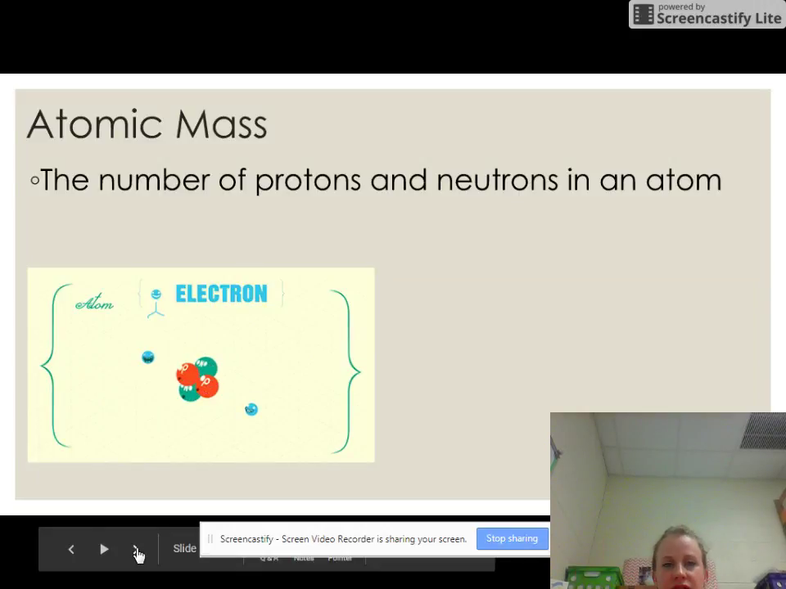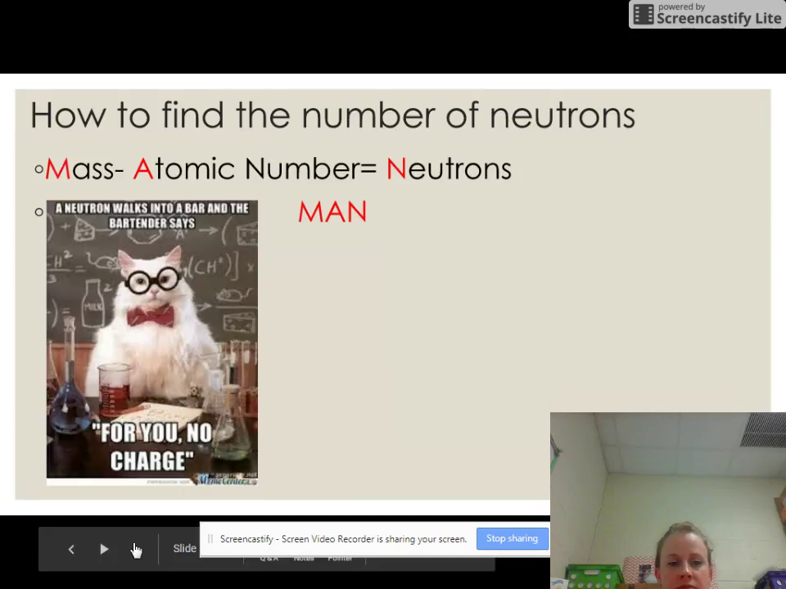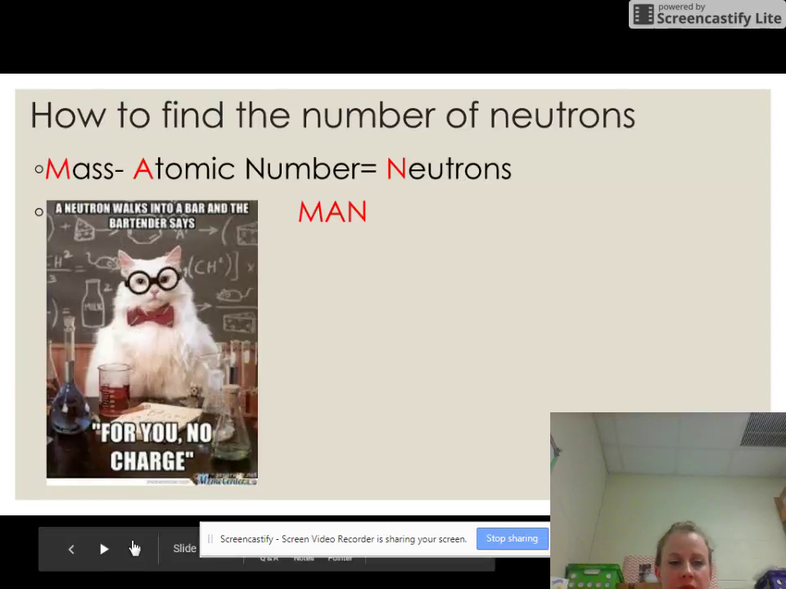Now, atomic mass is a little bit different. Usually on the periodic table, that is on the bottom. And that's the number of protons and neutrons that make up the atom. So how to find the number of neutrons? You have to take the atomic mass minus the atomic number, and it equals the number of neutrons. So think man.